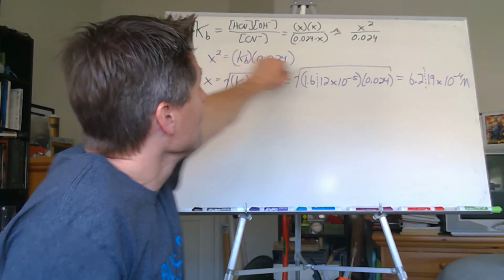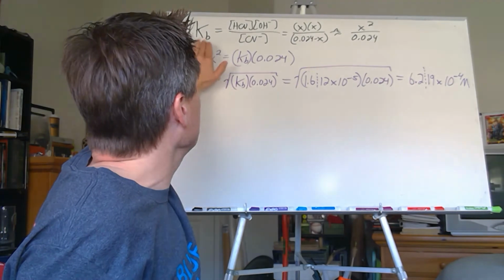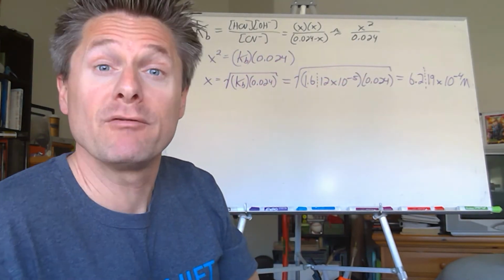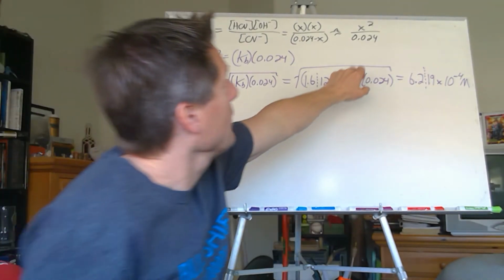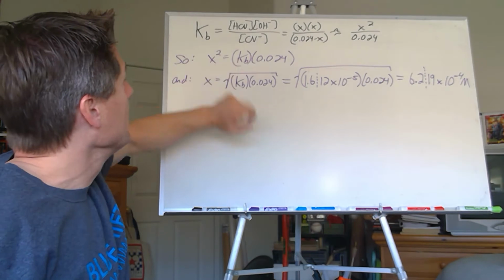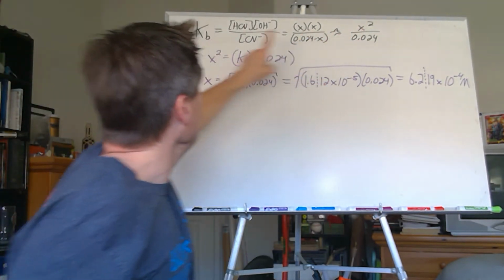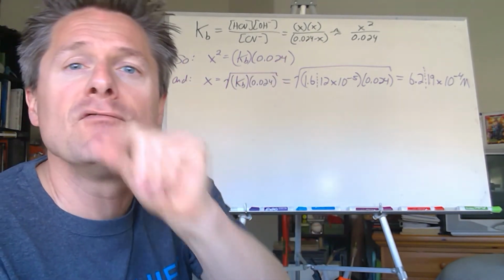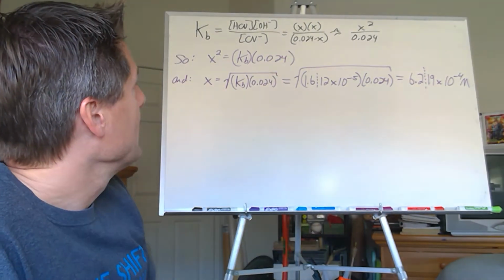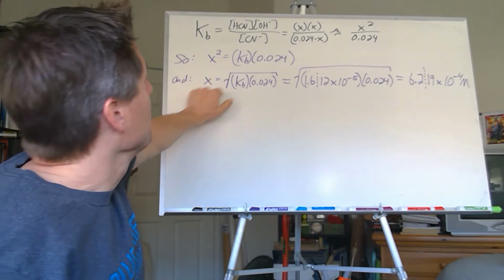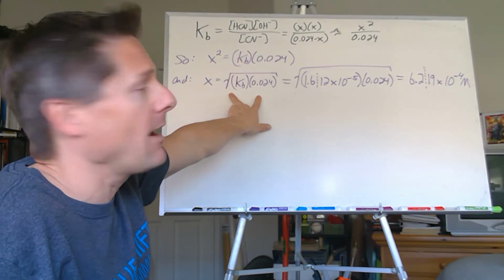So what I did is I rewrote this. So the Kb is equal to x squared over 0.024 after proving that assumption was valid, right? So I got to isolate x. So let's move the 0.024 over. So I'm going to take x squared is equal to Kb times 0.024. I just moved that 0.024 to the other side. Then I take the square root of both sides. So the square root of x squared is x. The square root of that would be there.